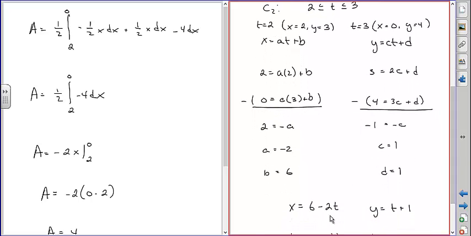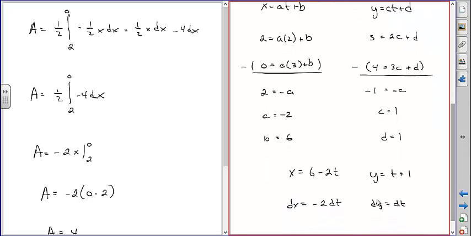I'll just give you the equations if you want. I'm sure you can solve these. So you get x is 6 minus 2t and y equals t plus 1. So that's the parameterization for the second part. And then the third part, and then you take derivatives because you need those to do it from the differential form of the line integral.